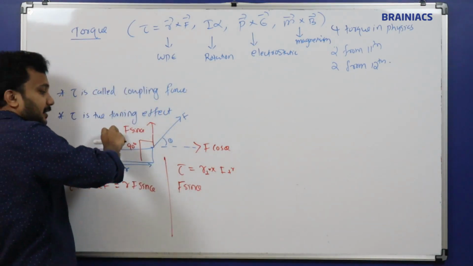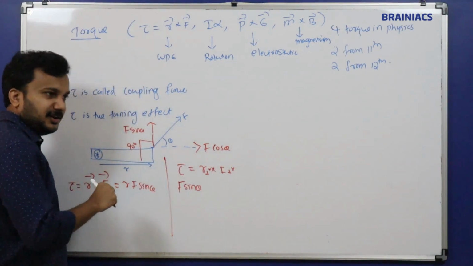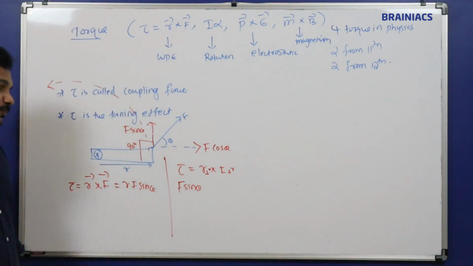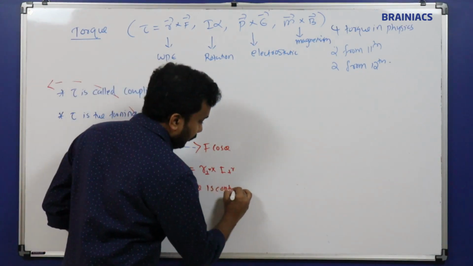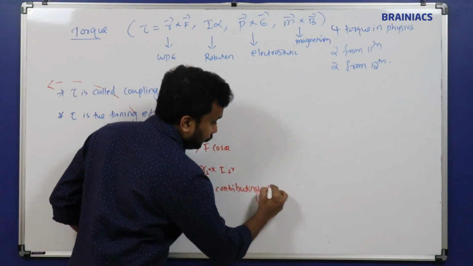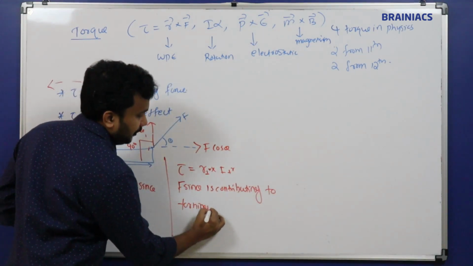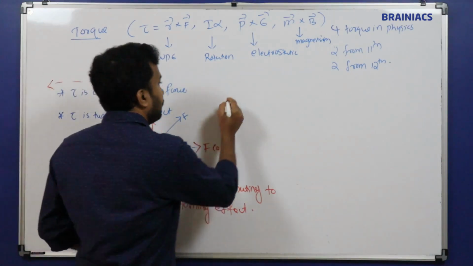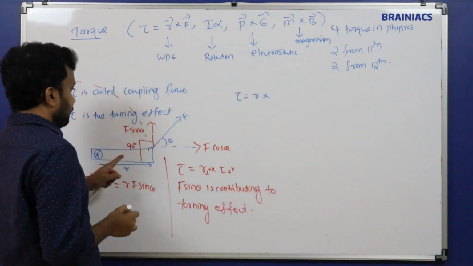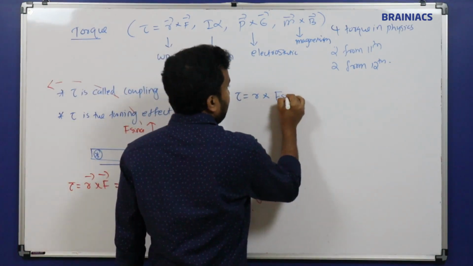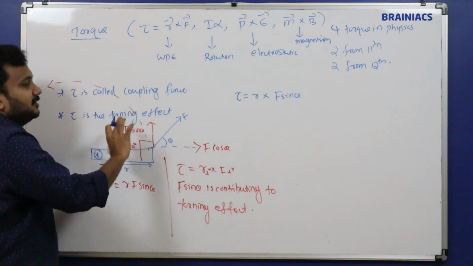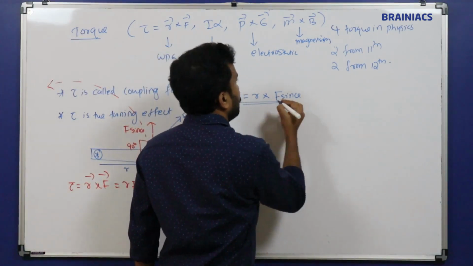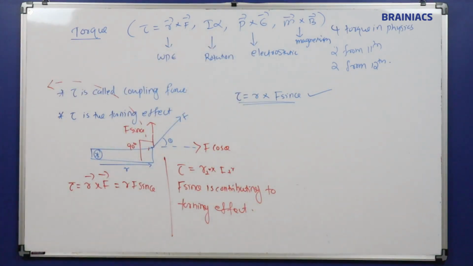If you are pulling the hinge like this, the hinge will not rotate, it will become tight. But if you pull like this, what will happen? This hinge can rotate like this. So F sin theta is contributing to the turning effects. So torque is equal to R into F sin theta, the force into the perpendicular distance. R into the perpendicular force, always perpendicular, then only these torque equations are valid. Important, right? Then only the torque equations are valid.